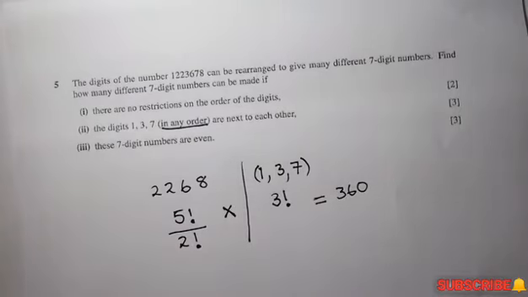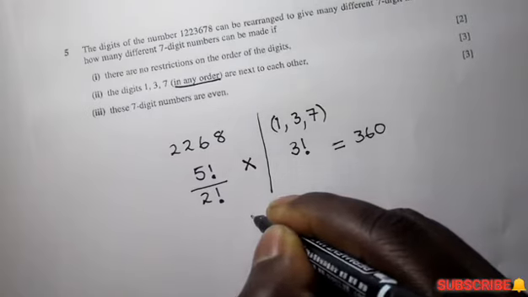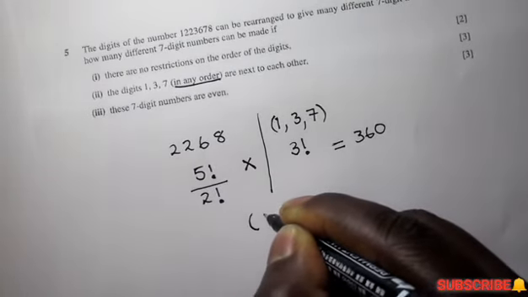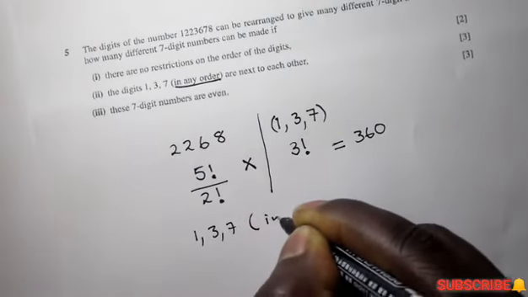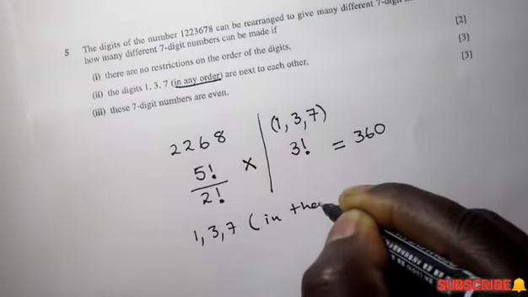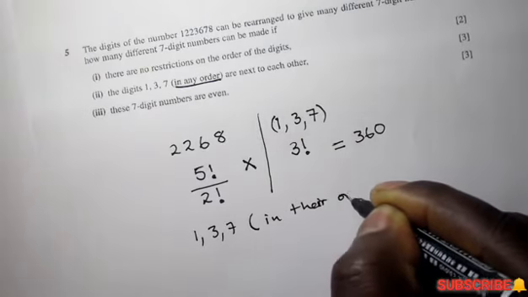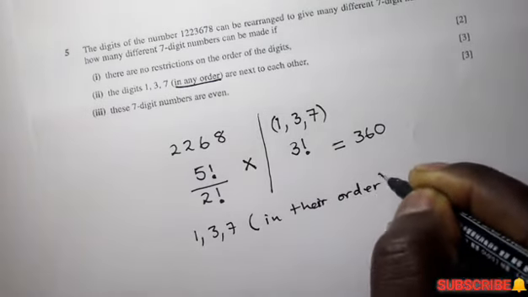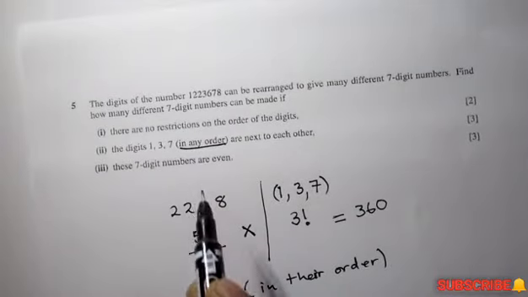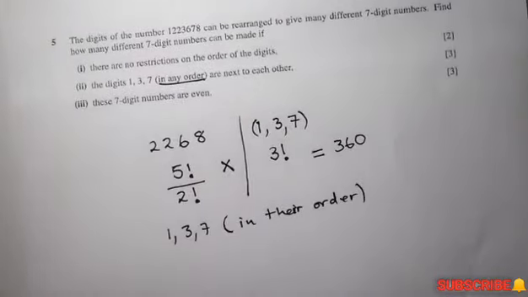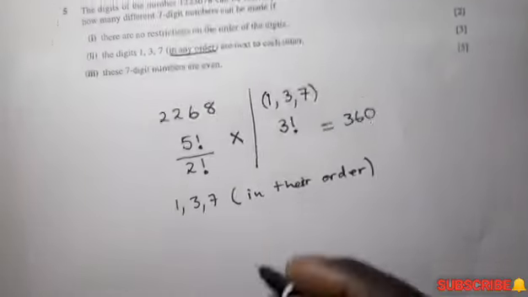But what if the examiner writes 1, 3, 7 and inside the bracket they write in their order? What are you going to do? What is going to be the answer if the examiner writes in their order? Because in this case they said in any order. But how about if the examiner writes in their order? What will be your final answer? I want you to follow.